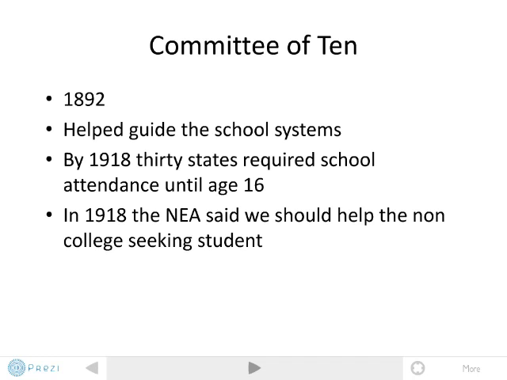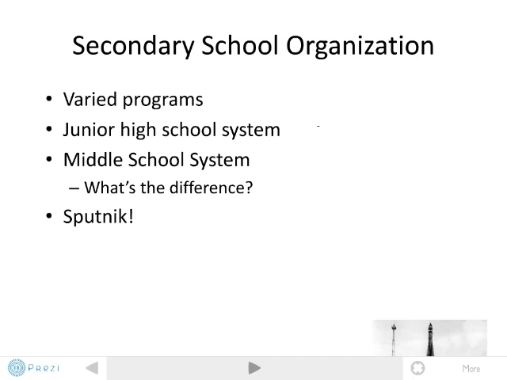By the 1900s, by 1910, definitely by 1920, we see structured education systems all across the board in all of our states. And we start saying, well, where should we go from here? We have compulsory education laws. Where should we go from here? Secondary school organizations, it becomes kind of what do you want to do with your schools?